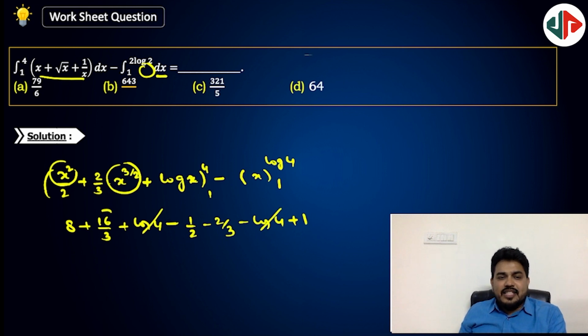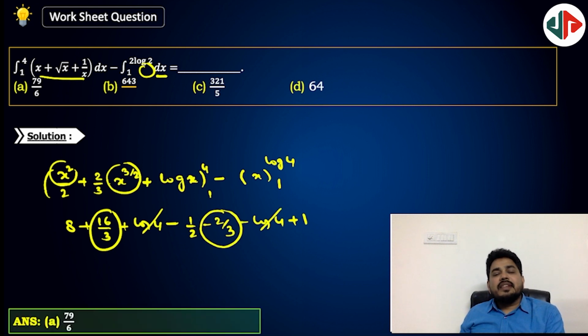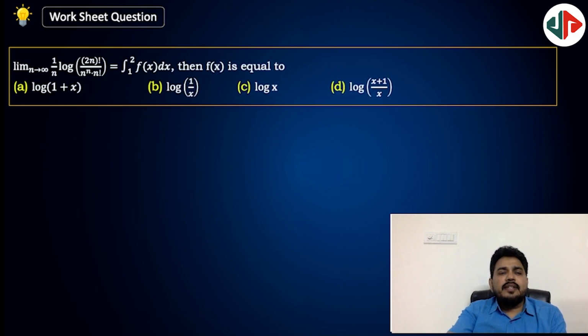See, here 16 by 3 minus 2 by 3 is there. So I think its answer should be equal to 79 by 6. So here nothing is there, it is only integral dx and they have given this one to cancel this log 4 value.